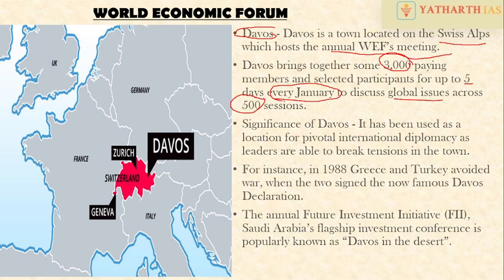So why do we conduct the annual summit in Davos and not in Geneva? Because they believe that this place can break tensions between different countries or partners and help in developing international diplomacy. That's why they use this place as a pivot for international diplomacy, since it has a number of examples of breaking tensions in the town. For example, in 1988 Greece and Turkey avoided war when the two signed the now famous Davos Declaration.